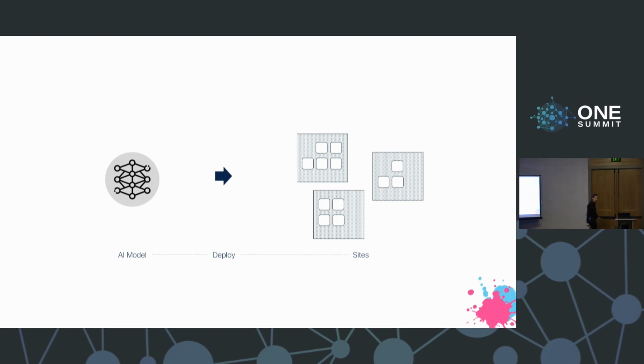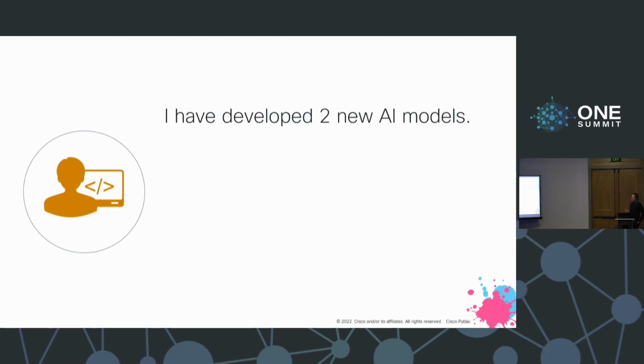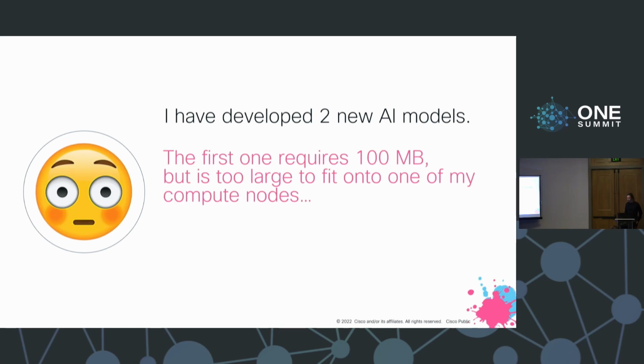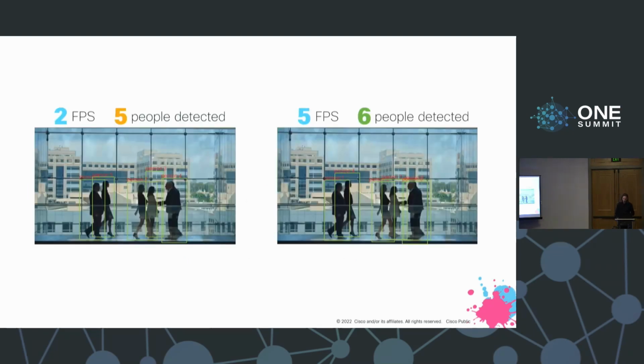So I'm no longer saying, well, AI model, you have to run on Xavier NX from NVIDIA. But you're running on a bunch of devices that have certain capabilities, and they might not really fit your model. So it might well be that you have developed 2 AI models, and the first one requires 100 meg, but I don't really have room for another 100 meg on my edge device. What do? Bummer. The second one I developed, it runs, but it's freaking slow. So it might run at 2 frames a second on your target hardware on a single node, but you need 5.